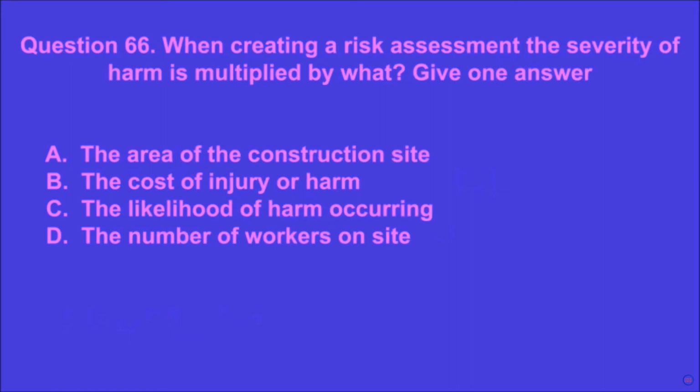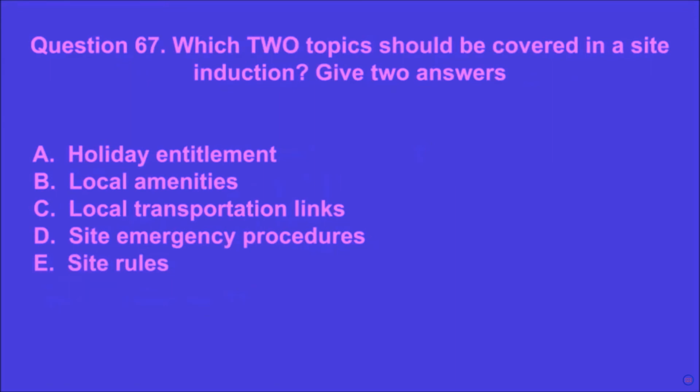Question 66. When creating a risk assessment, the severity of harm is multiplied by what? Give one answer. A. The area of the construction site. B. The cost of injury or harm. C. The likelihood of harm occurring. D. The number of workers on site. Correct answer is C.